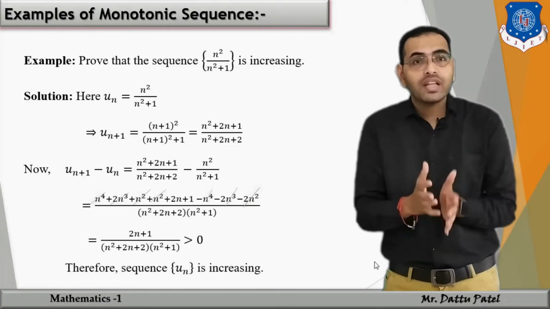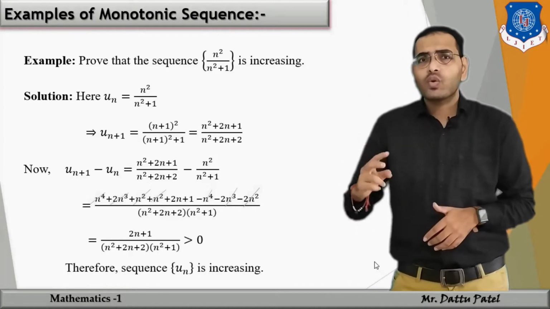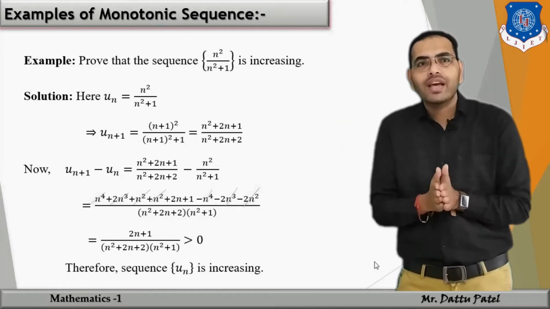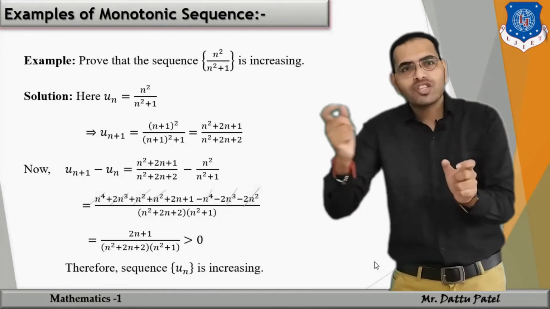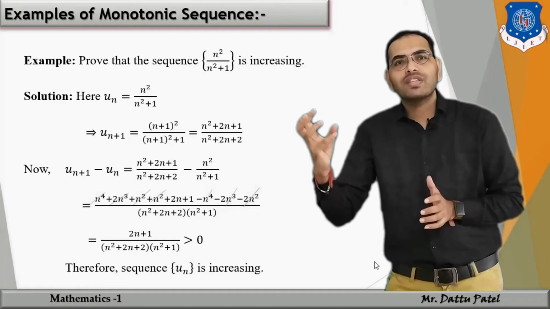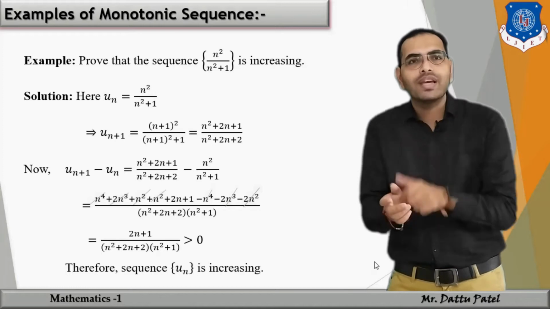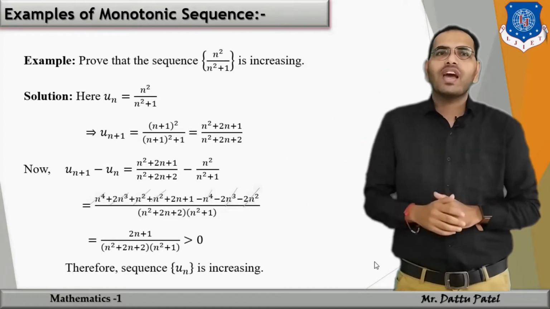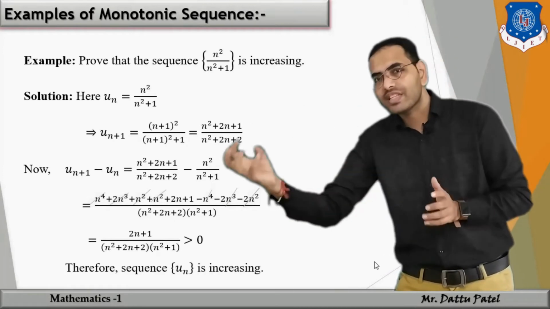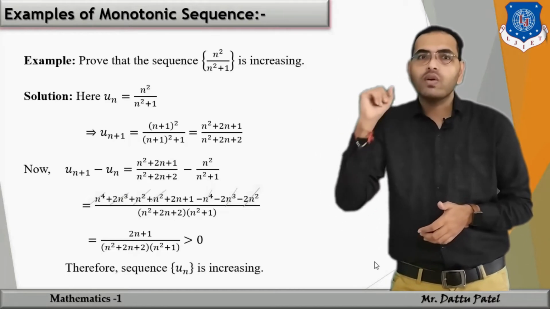Another method to check whether the sequence is monotonic is to take the subtraction of two consecutive terms, that is u_(n+1) minus u_n. If the answer is greater than 0, then we can say that our sequence is monotonic increasing. If the subtraction u_(n+1) minus u_n is less than 0, then we can say that our sequence is decreasing. This is another method to find whether the sequence is increasing or decreasing, with the help of successive subtraction of two consecutive terms.